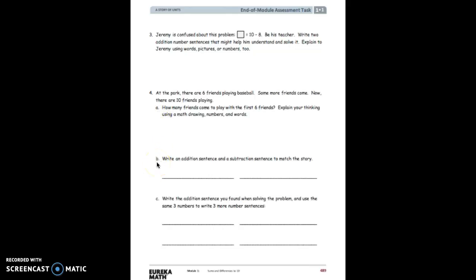B. Write an addition sentence and a subtraction sentence to match the story. Hit pause.